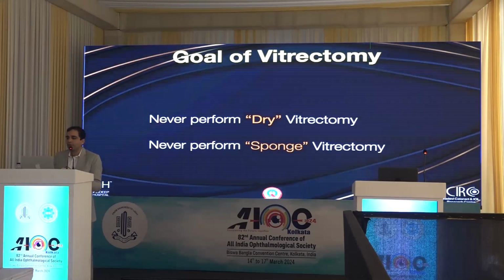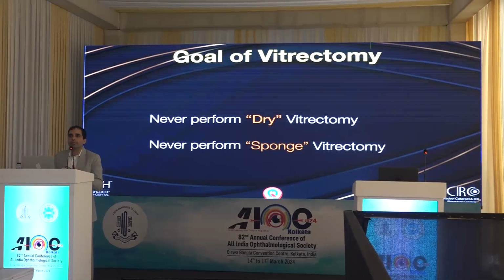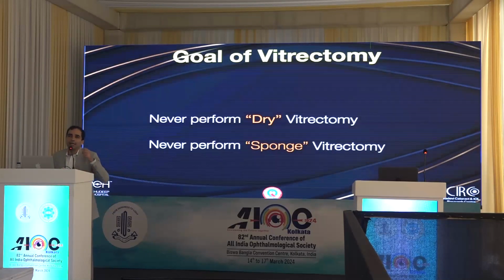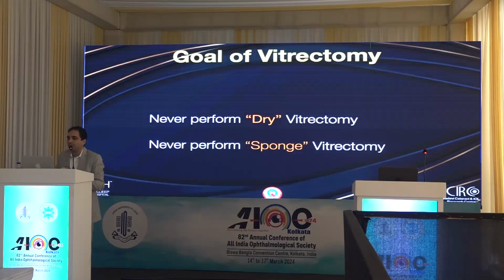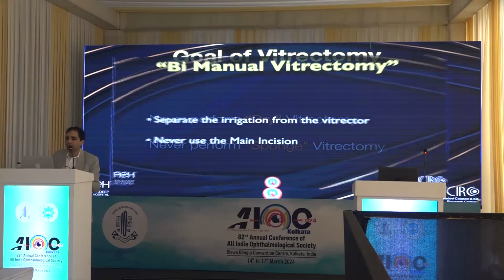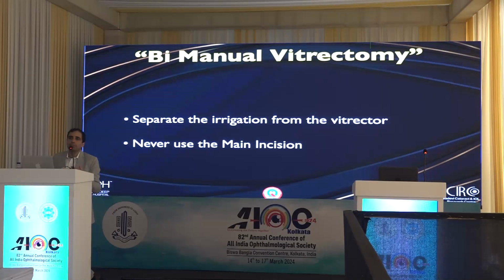Never perform dry vitrectomy. So you must always have fluid coming in, either from the limbal route or the pars plana route, and give up the habit of using a sponge to identify the vitreous and cut with the scissors. When you apply a sponge, it causes tremendous traction from where the vitreous is coming, from the vitreous base. So these are two important principles to keep in mind. And always do bimanual vitrectomy, which means separate the irrigation from the vitrector.